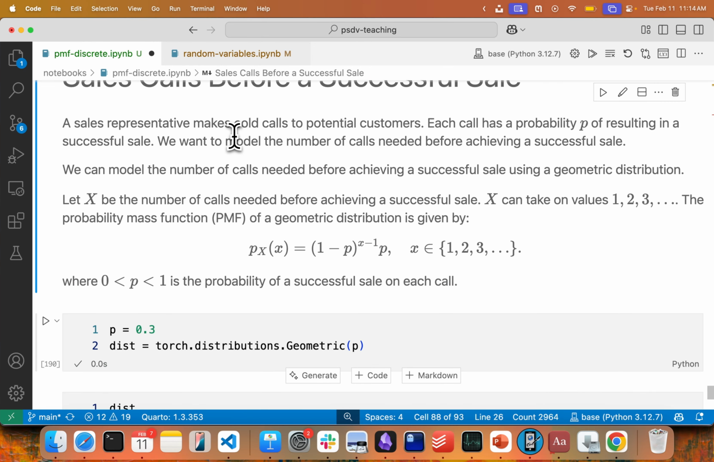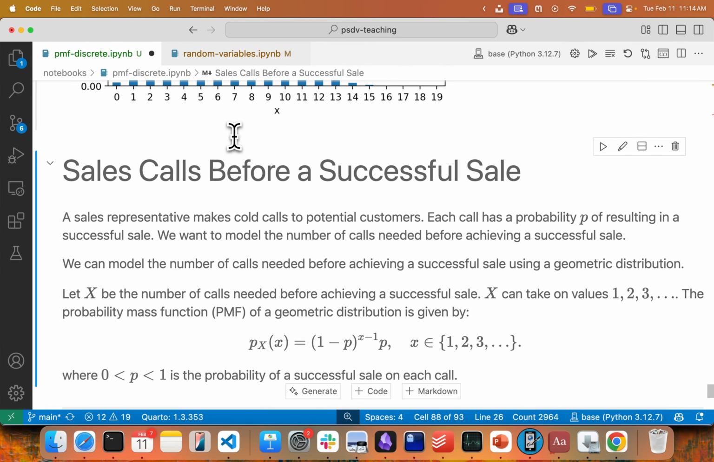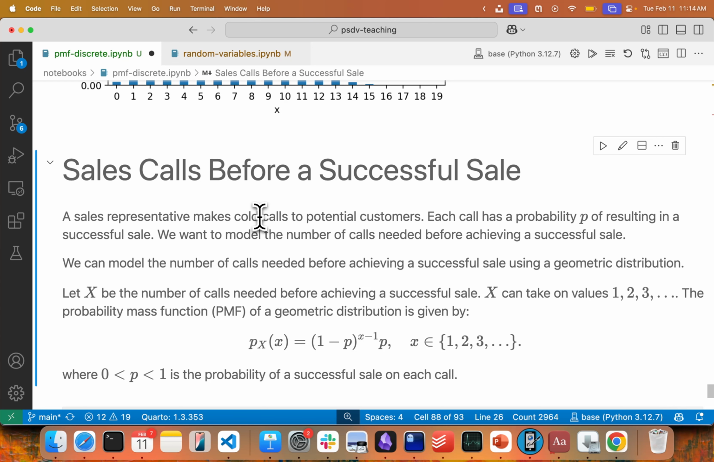Now for the final distribution which I want to teach, it's the number of sales calls you have to make before you do a successful sale. But let's say you're a sales representative, you're making a cold call.